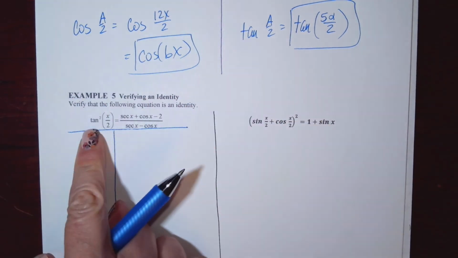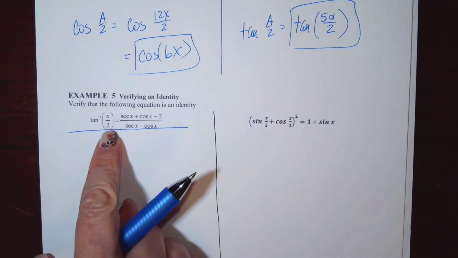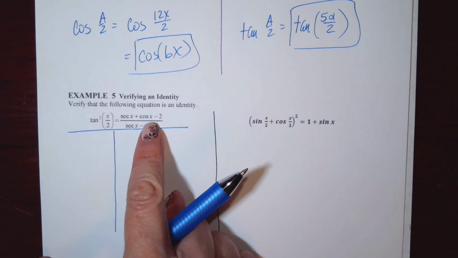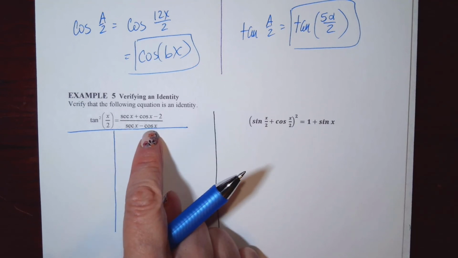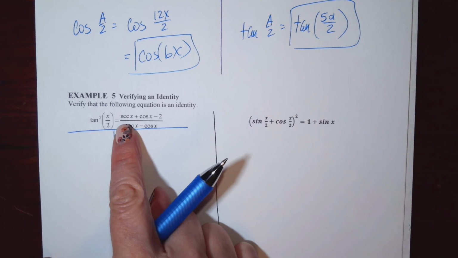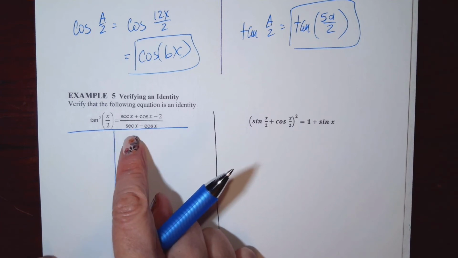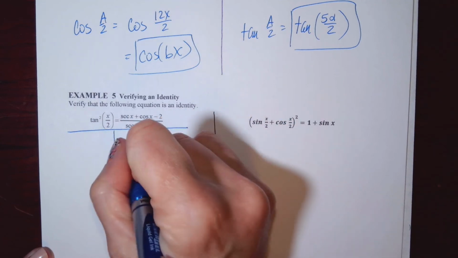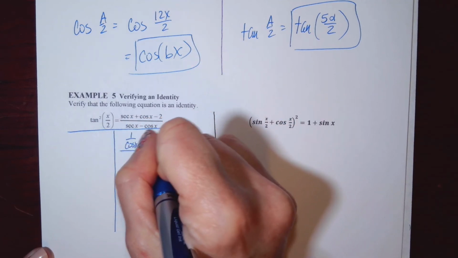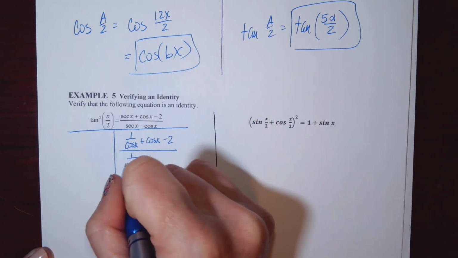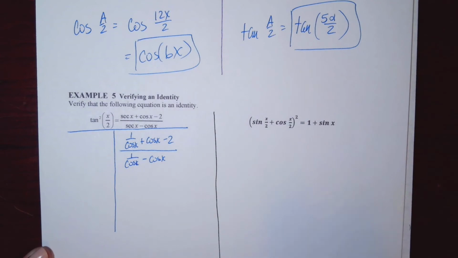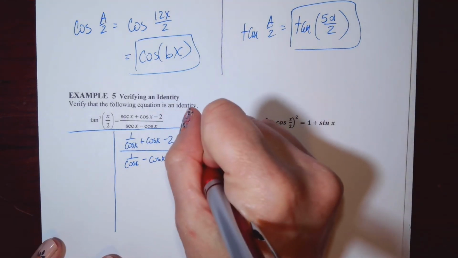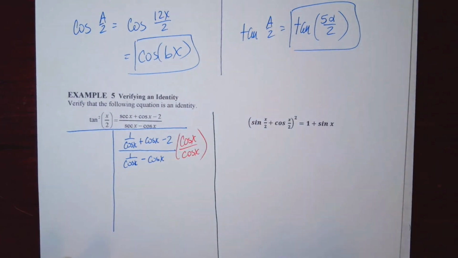Keeping all of that in mind about the left side, that this is a half angle tangent, but it's been squared. Okay, so I've got secants and cosines. Secant is the reciprocal of cosine, yes? So let's put everything in terms of cosine and see what happens next. So that would be 1 over cosine x plus cosine x minus 2, and this would be 1 over cosine x minus cosine x. And I've got those little internal denominators, internal fractions, and we like to clean those up. We clean those up by multiplying by that well-chosen 1. So I'm going to multiply my numerator and denominator by cosine.